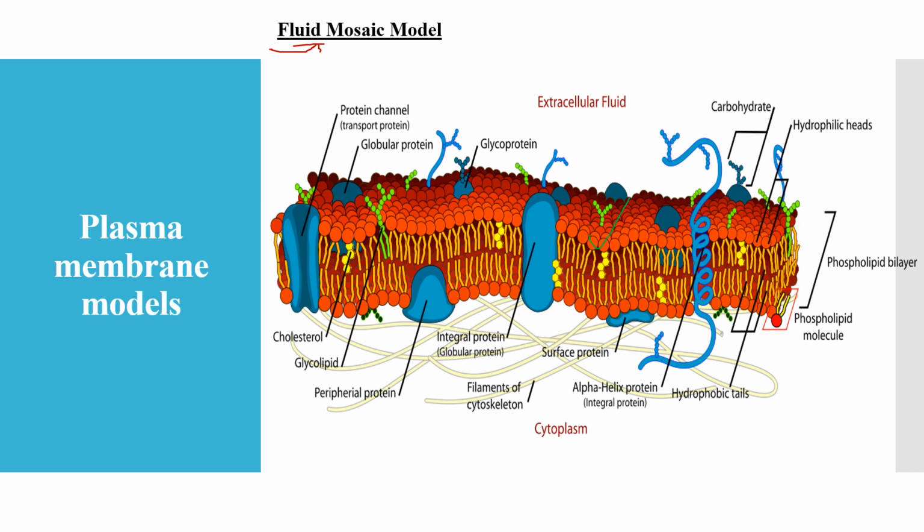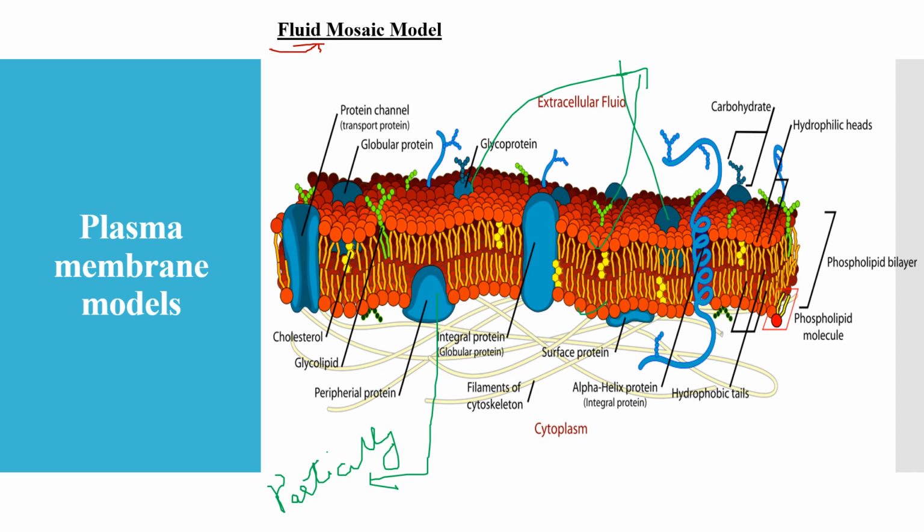So this is the lipid bilayer, and here the head is present, here the tail is present. This is also a lipid layer, and this is a completely embedded intrinsic protein, and this is the partially embedded intrinsic protein, and these are the extrinsic proteins.